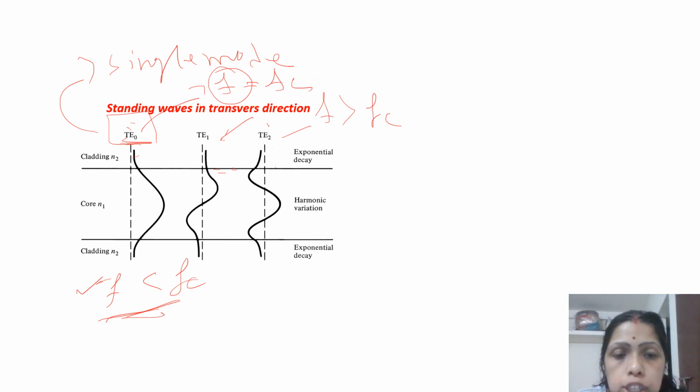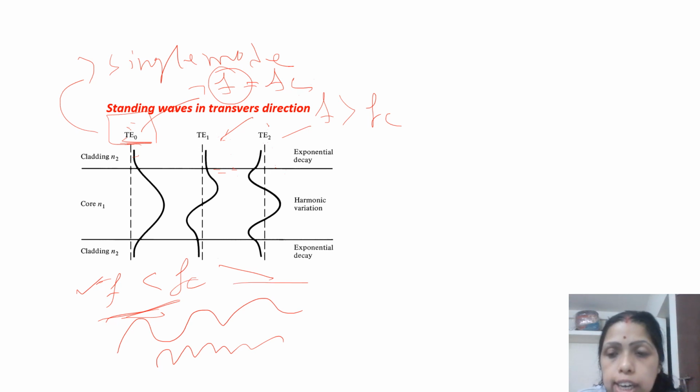Because the light is incident at different angles through the fiber, there are the high frequency signal as well as the low frequency signal. Based on the frequency of the wavelength signal, the incident angle of the light is changed when it hits the interface of the core and cladding, right? So this is the issue.